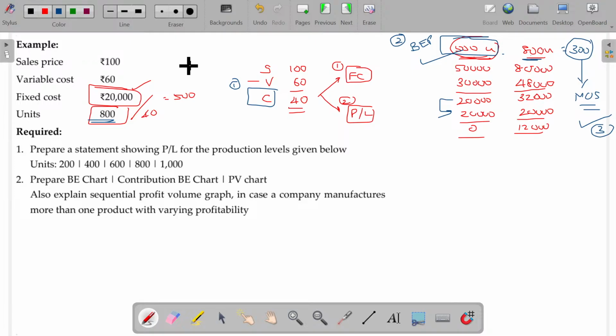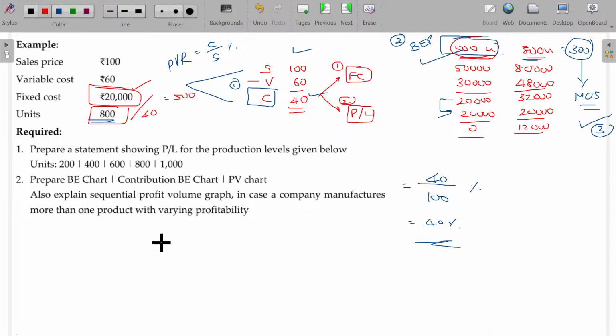Apart from that, the relationship between sales and contribution is called profit volume ratio. The formula for this is C by S into 100, contribution by sales into 100. Here, the contribution is 40 and your sales are 100. So if I represent that in terms of percentage, this is called PVR. Is that okay? So, how many things do you have to learn here?